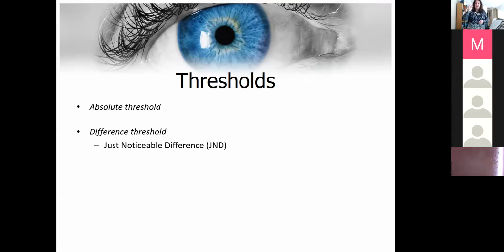So this could be a difference in sound levels. This could be a difference in shades of pink, say, right? How much does it have to change until we can tell the difference?